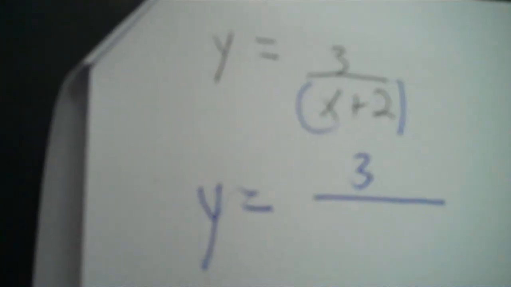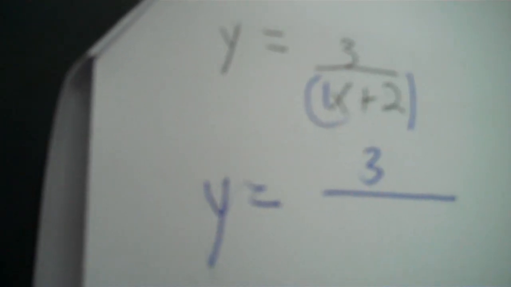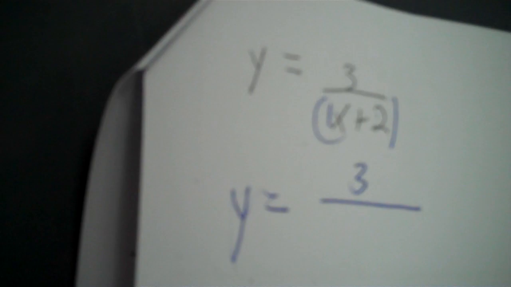Okay, y equals 3 over x plus 2. I would not parenthesize that, it's only one term. 3 is one term, you don't put that in parentheses. This is two terms, put it in parentheses. The 1x and the 2. Okay, now.